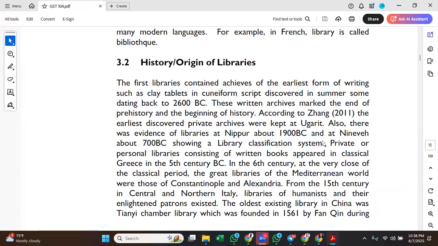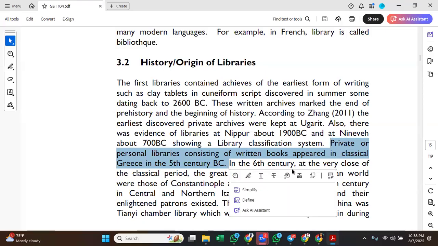Now, private or personal libraries consisting of written books appeared in classical Greece in the 5th century BC. We made this question last semester. This just concluded the exam. This question came out: private or personal libraries consisting of written books appeared in classical Greece in the 5th century BC. Please, very important.